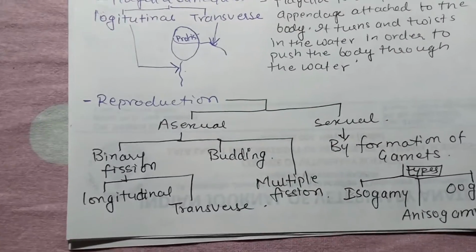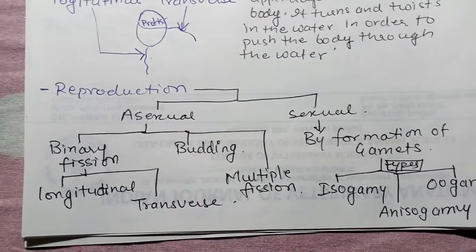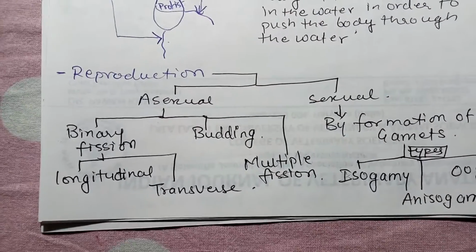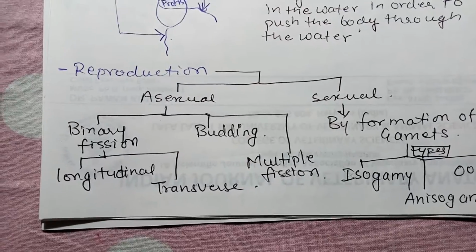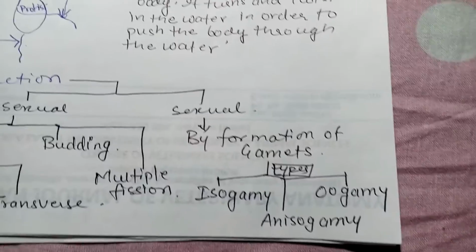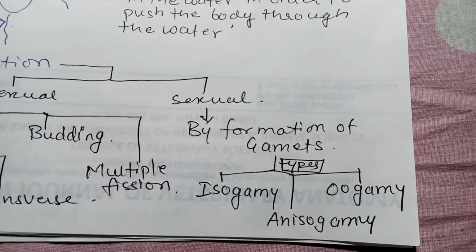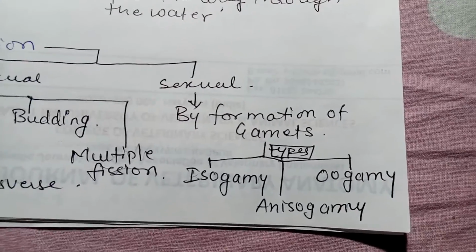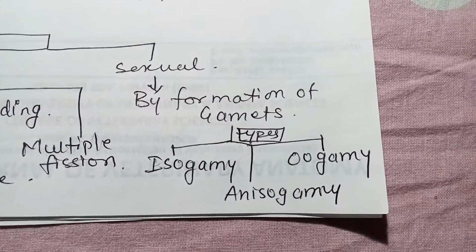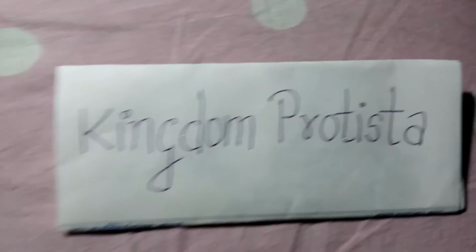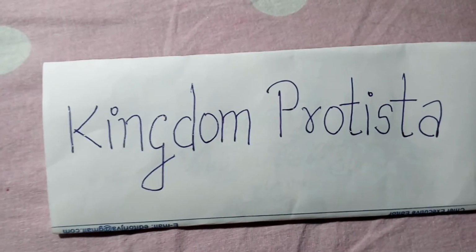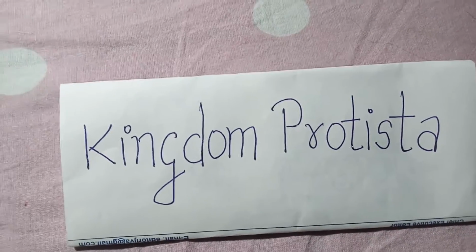Now, mode of reproduction: both asexual and sexual reproduction are seen. Asexual reproduction is by three different methods: binary fission, which could be longitudinal or transverse, budding and multiple fission. Sexual reproduction is by formation of gametes, and the fusion of gametes is called syngamy. Syngamy is of three different types: isogamy, anisogamy and oogamy. We'll briefly go through all these modes of reproduction.